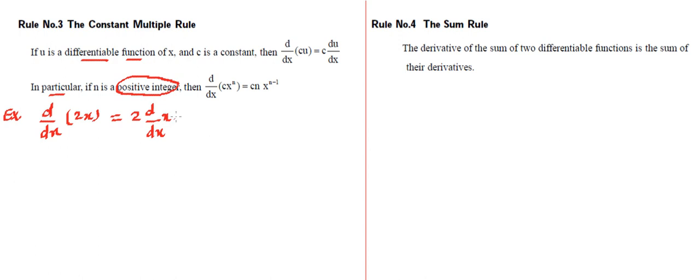Now when this is written as x, we can say the power of x is 1. So here n is equal to 1, and we can apply the n equal to 1 rule. Then you will find the 2 stays outside, and as per this differentiation we are getting 1 into x raised to power 1 minus 1.